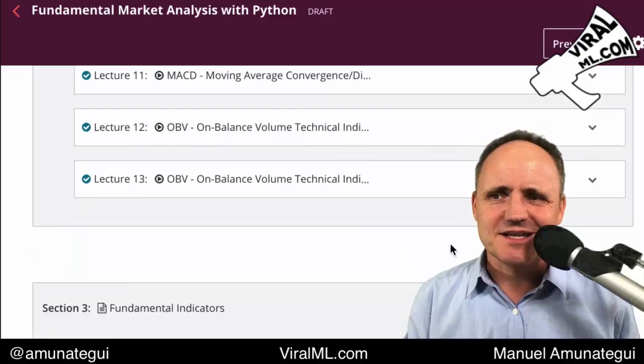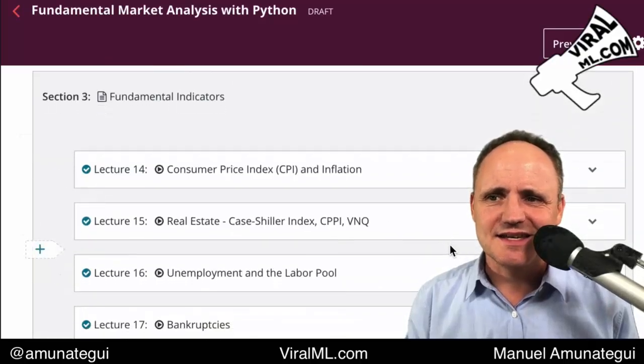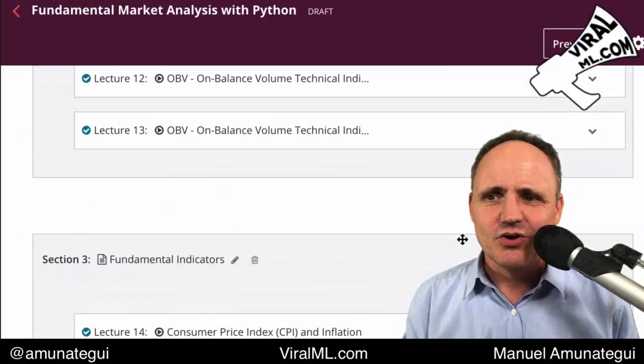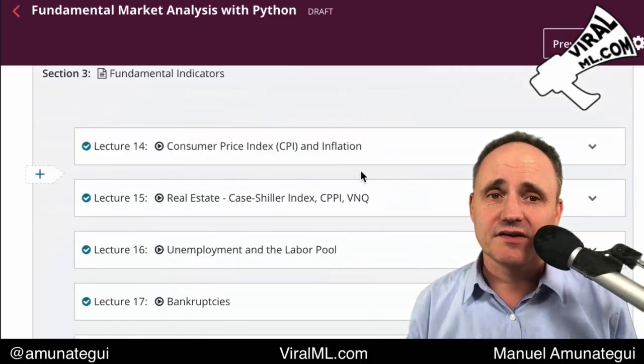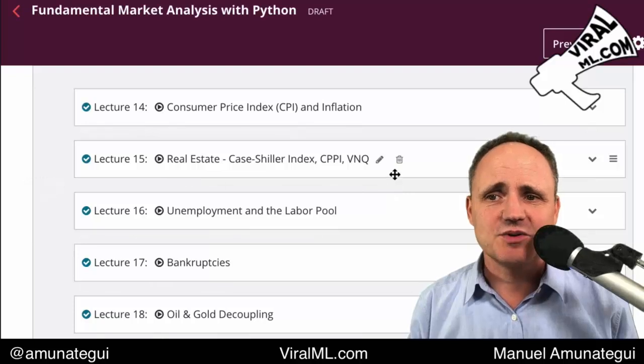The next part, section 3, is the heart of this class. It's the fundamental indicators. We'll look at the consumer price index, CPI, to see how consumers are feeling. We'll look at real estate, that's important: the Case-Shiller index, the CPPI, the VNQ. We'll look at unemployment and the labor pool.